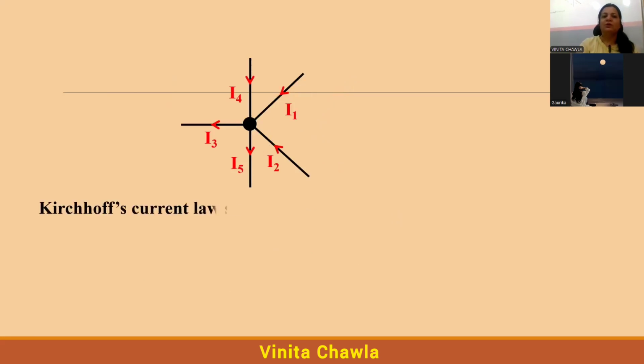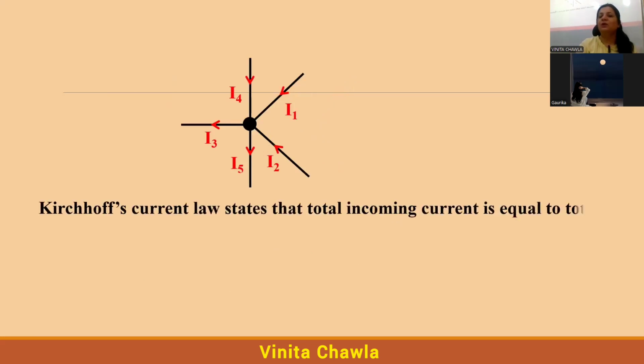Kirchhoff's current law states that total incoming current is equal to total outgoing current. So incoming current is I1, I2, and I4. On the other hand, outgoing current is I3 and I5. So we add incoming currents together and outgoing currents together, and they are equal. Their sum is the same.